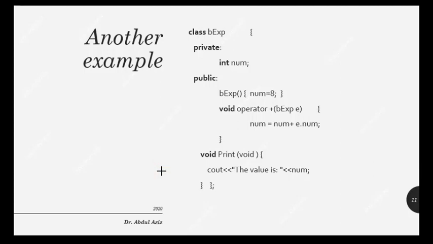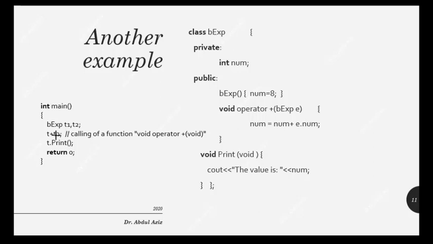Let us see the main code. In the main we have created two objects, t1 and t2, and then I'm going to write t1 plus t2. It's a small typographic mistake. This is t1 plus t2. So I'm going to call t1 plus t2.